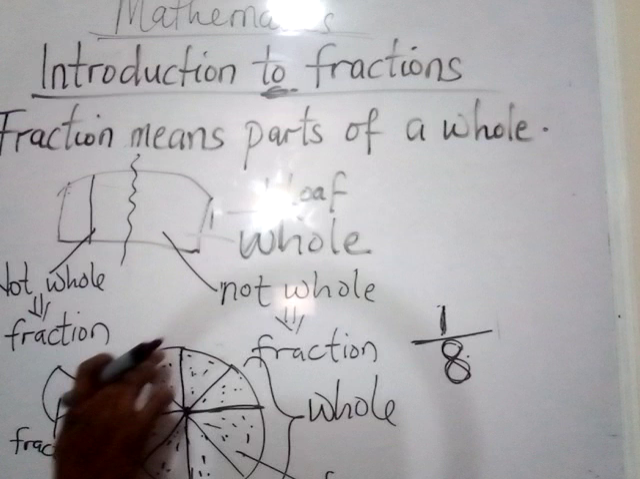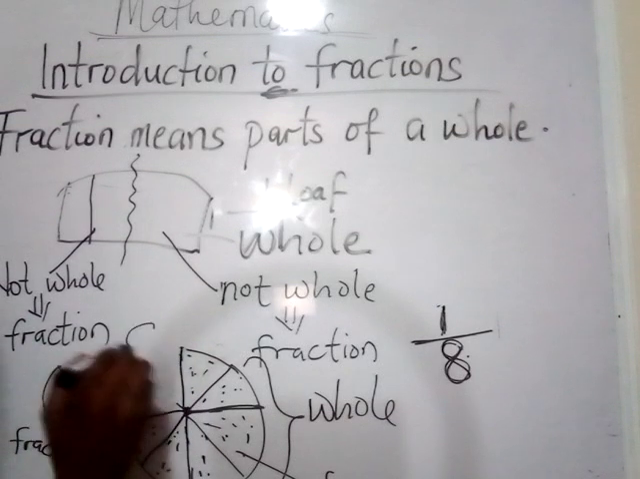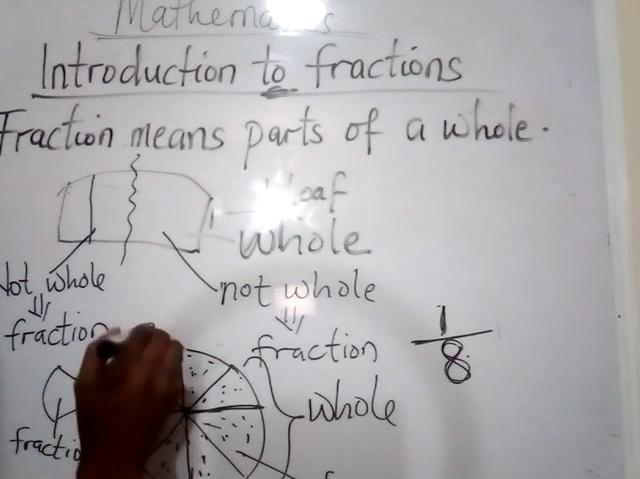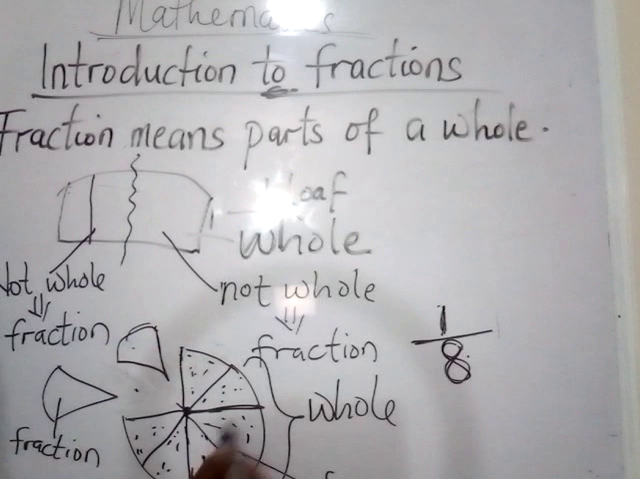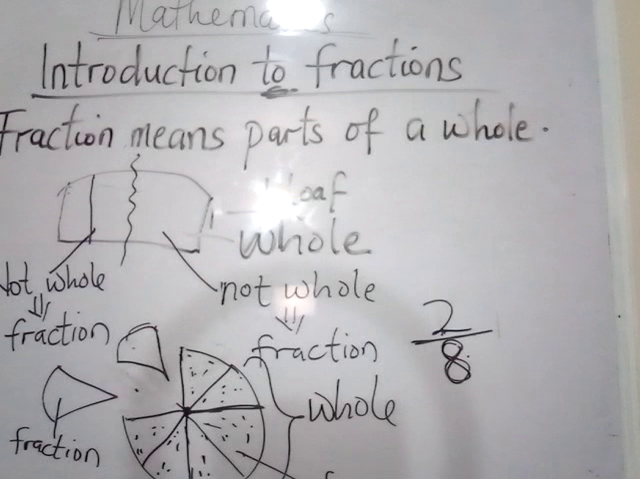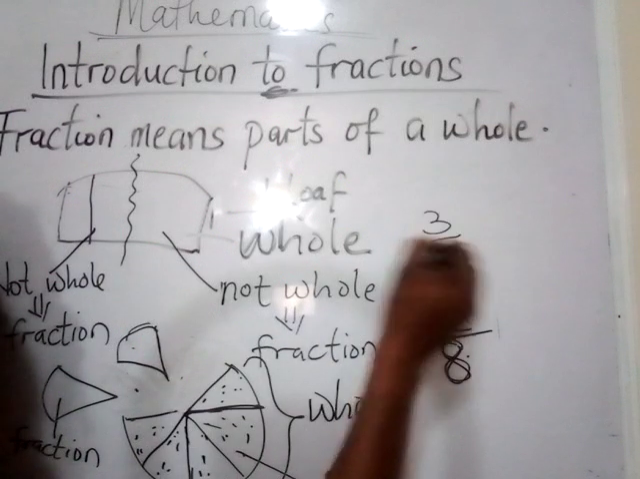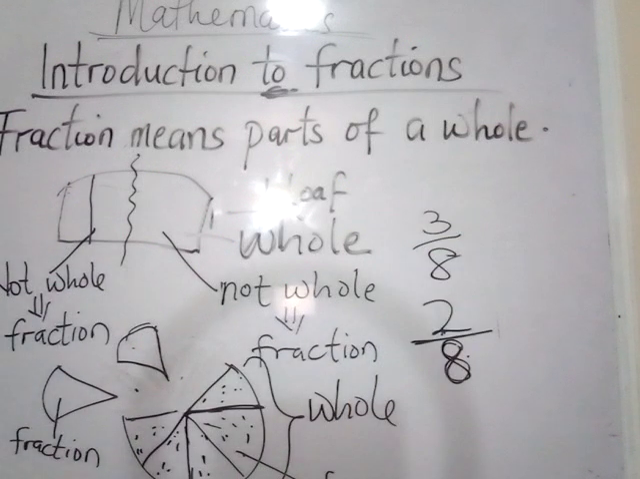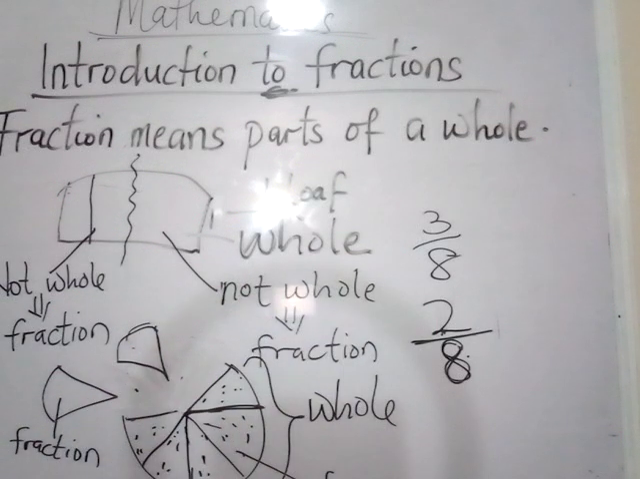Assuming 2 parts are removed, maybe this second part is also removed, that means your fraction will be 2 parts out of 8 parts. Right? If they remove 3 parts, it will be 3 out of 8. So all these numbers we are showing here, they are all what? Fractions. Fraction simply means part of a whole.